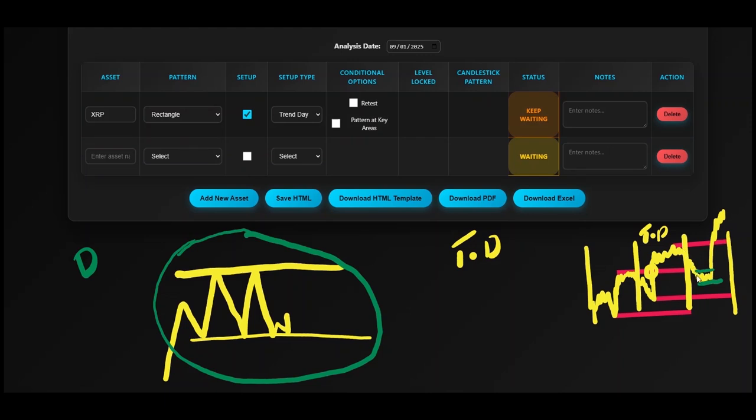We are looking for prices to drop. So we're gonna put it here. You see, did they retest? If yes, we're gonna tick here. And then as I said, we are looking for a pattern.